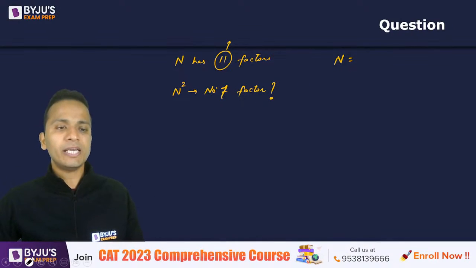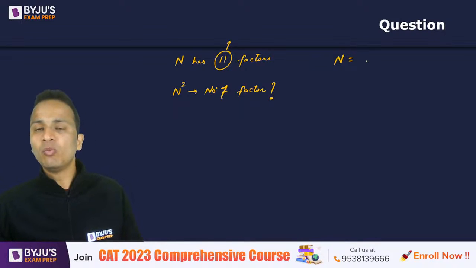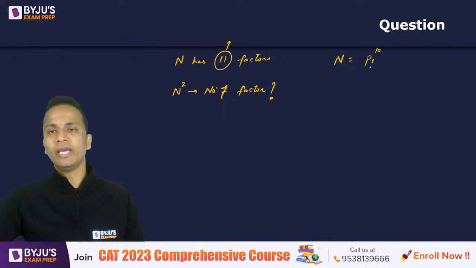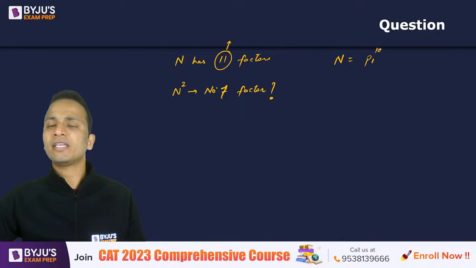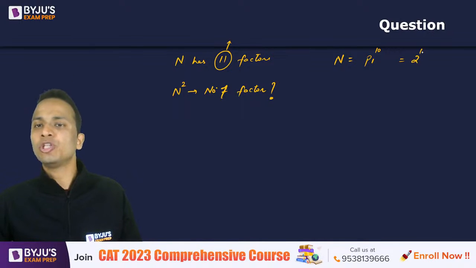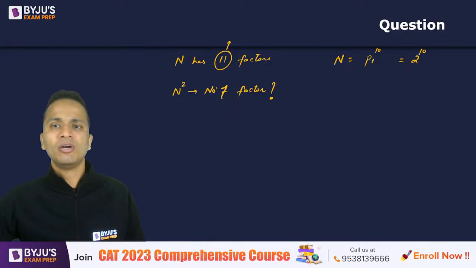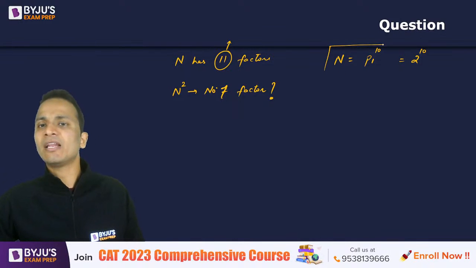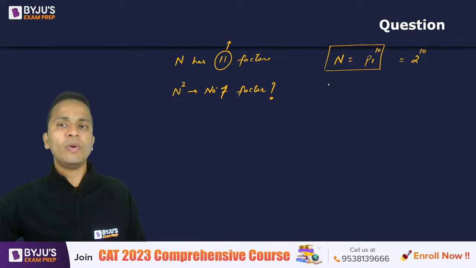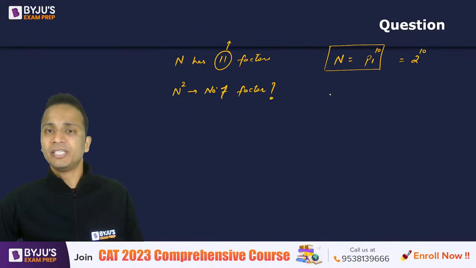So in this case, I can say that the number will be of the form p1 raised to the power 10. So the power will be 10 only, right? To find the number of factors, we add 1 to this power. So 10 plus 1 is 11, and we get the factors directly. Let's say the number can be 2 raised to the power 10. If the number is 2 raised to the power 10, how many factors will it have? 11, right? So I have written the general way in which the number n can be represented.